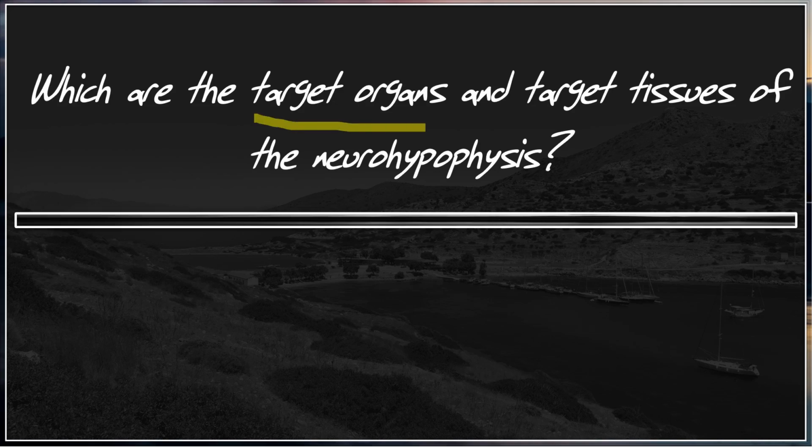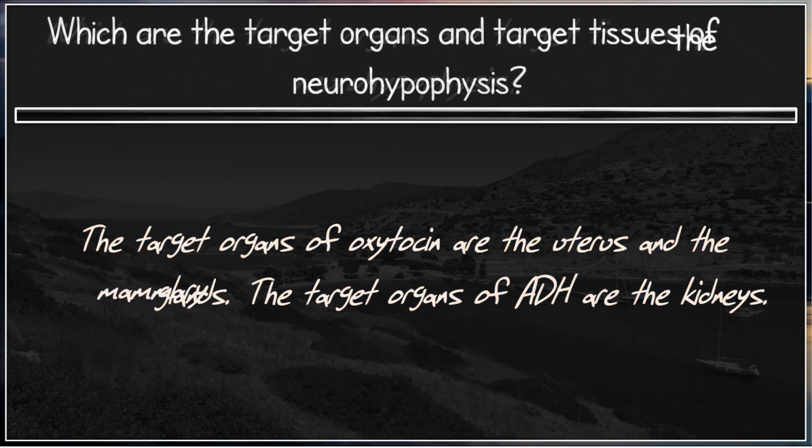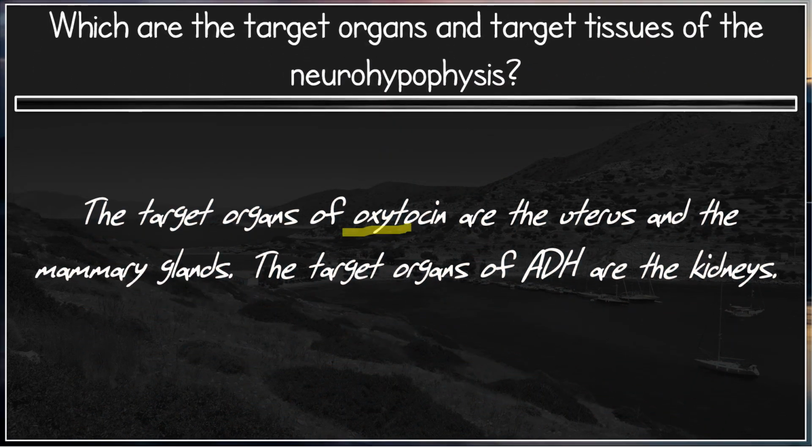What are the target organs and target tissues of the neurohypophysis? The target organs of oxytocin are the uterus and the mammary glands. The target organs of ADH are the kidneys.